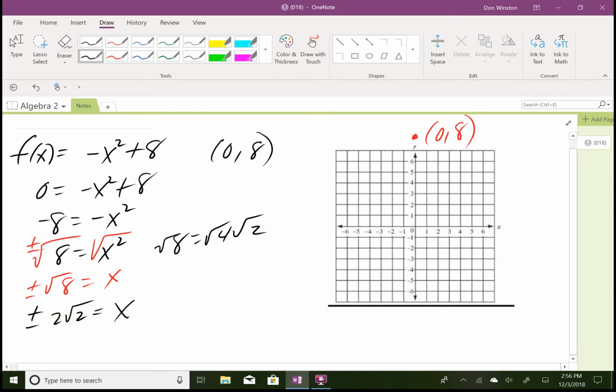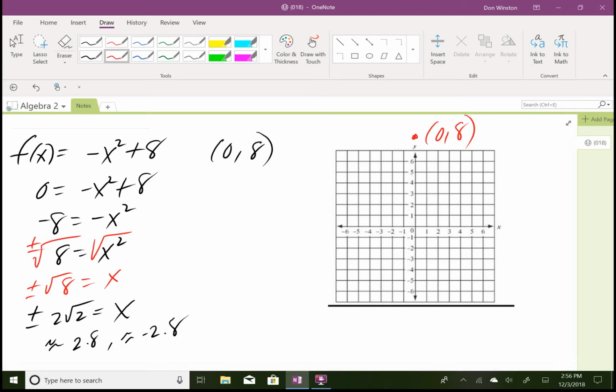Okay, so those will be my zeros. Now 2 root 2 is approximately 2.8 something. So I'll have two zeros, one at negative 2.8 approximately, and the other one at 2.8. So if I were to graph those zeros here, that would be at about 2.8, so somewhere about right here, and then negative 2.8, and that would be about right there. And my graph would be a sad graph, so it's a parabola that faces down.